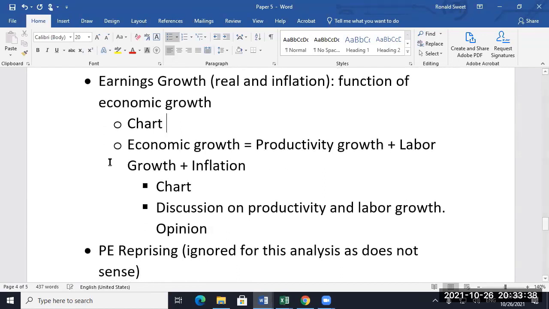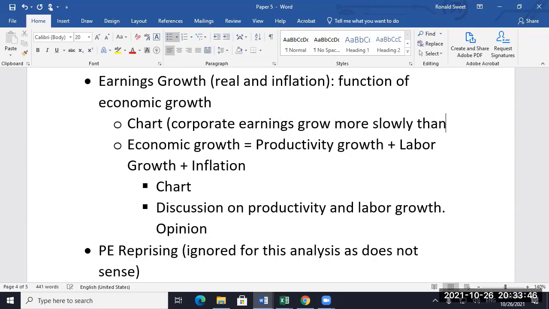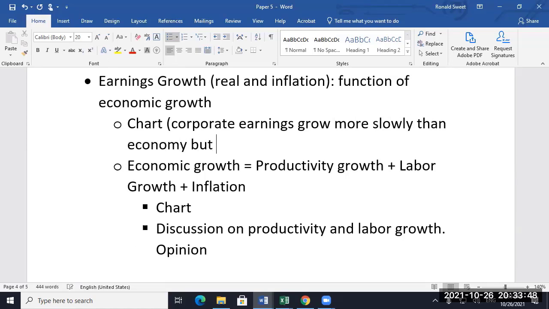This first chart shows you corporate earnings growth slowly and economy, but it is close. So I'm just going to make the leap and say they're the same. The article I showed you from Barclays actually projected corporate earnings to grow faster than the economy. So that was kind of interesting.